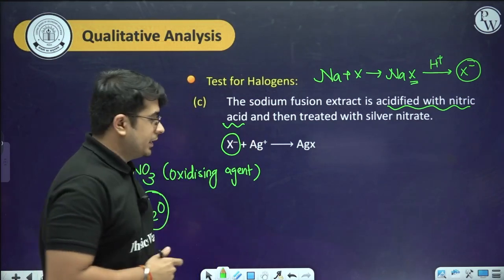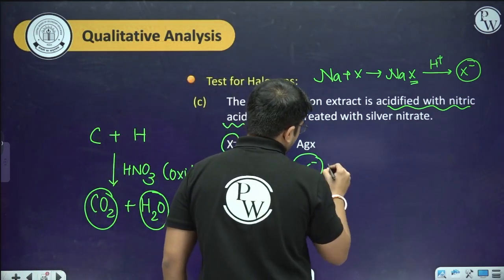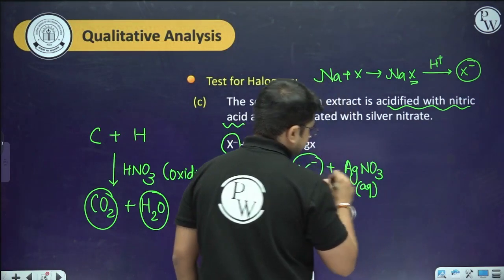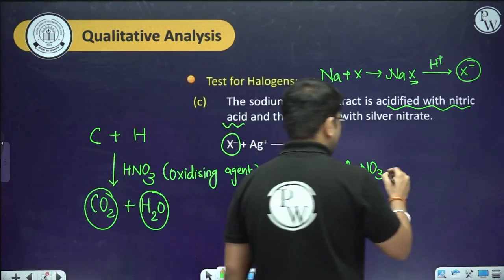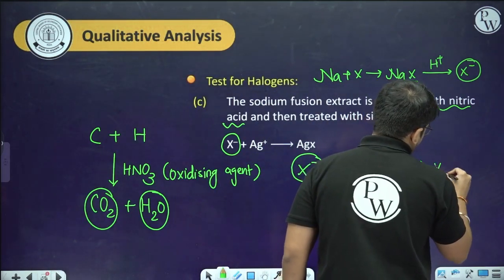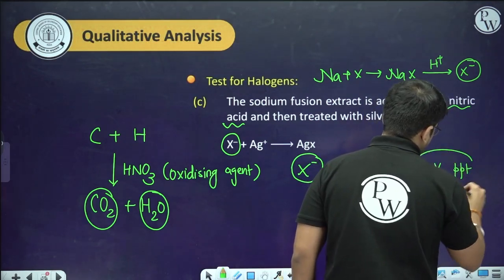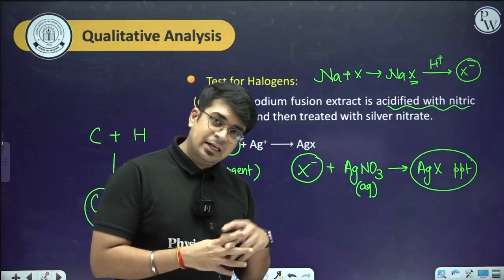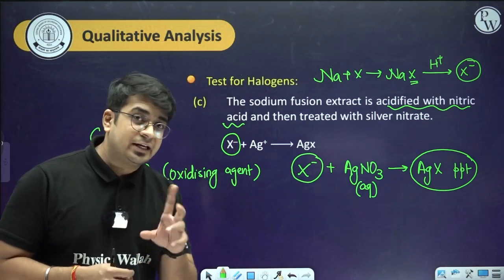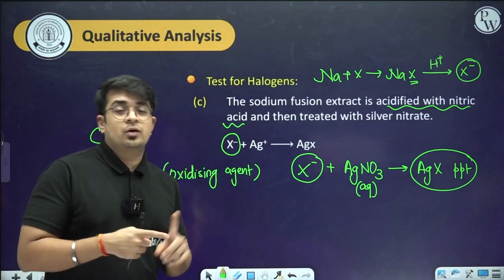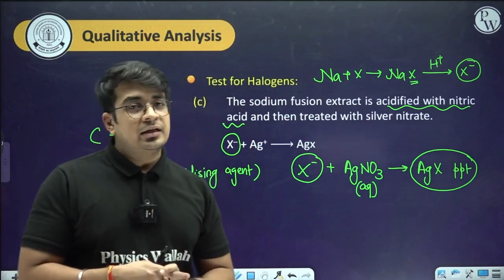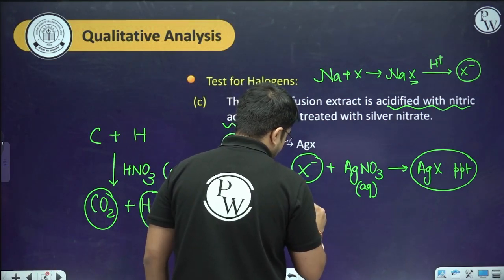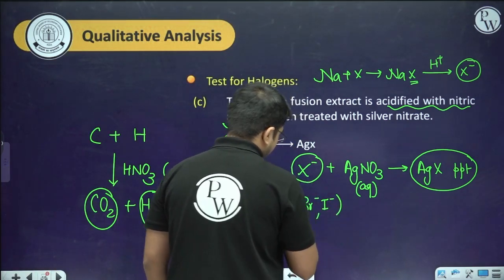So what you have to do? In the case of X negative ion, you can add a freshly prepared AgNO3 aqueous solution. When this AgNO3 reacts with the X negative, it immediately forms AgX precipitate. And how are you going to detect that particular part? Because X can be Cl negative, Br negative, or I negative. We can never detect F negative in this particular case, because the aqueous solution of AgF is water soluble. It's not going to form any type of precipitate. So we can always use only Cl negative, Br negative, as well as I negative. I hope this entire part is clear.